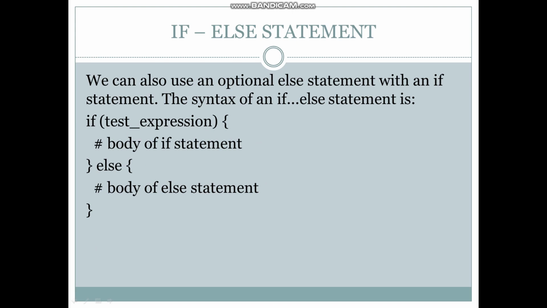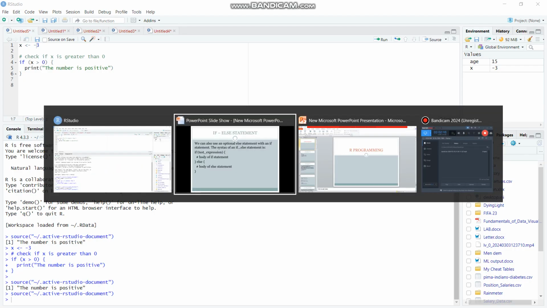Now let's go to if else statements. We can also use the else statement with an if statement. Here is the syntax: if the condition, the body of the statement, else you do something else. So if a condition is true, we run the code. If the condition is false, we will run a different code. Let's show an example here.